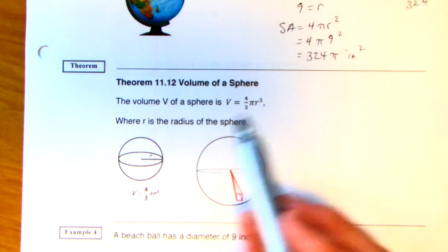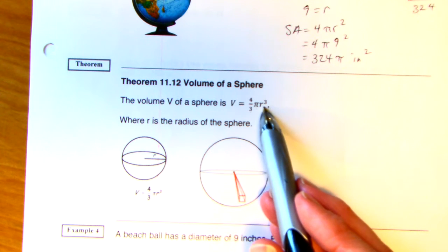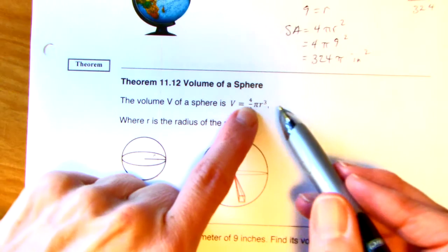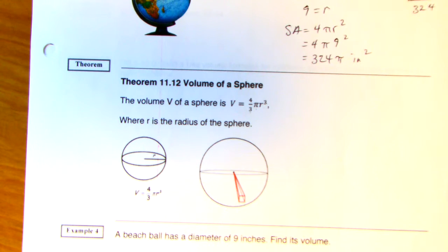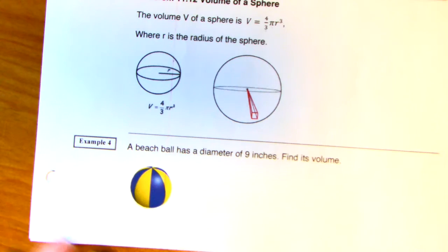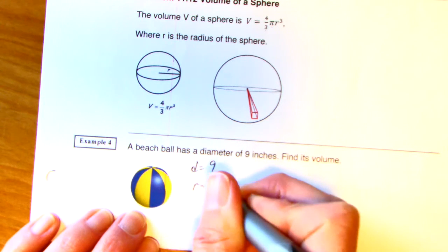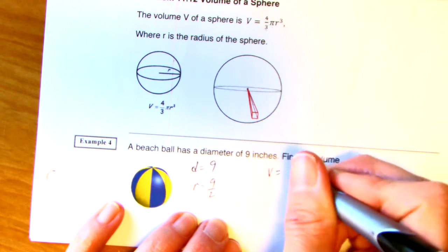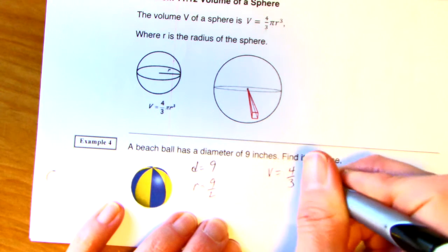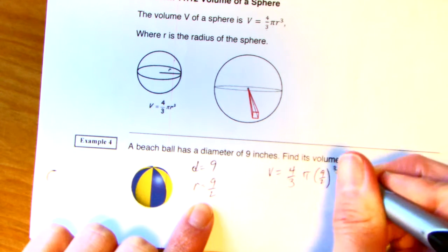Volume. Okay, here we go. Volume of a sphere is 4/3 pi r cubed. So it's very close. If I take away the 3's and put a 2 here, you have surface area, but it's 4/3 pi r cubed. Okay. A beach ball has a diameter of 9, so that means the radius, half it, is 9/2. Find its volume. This volume is 4/3 pi, and then the radius, which is 9/2, cubed.